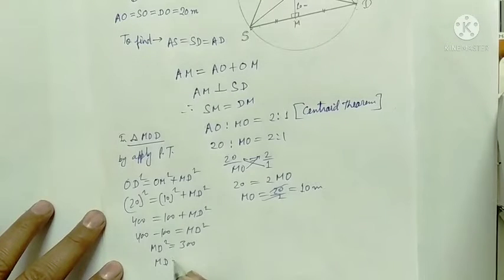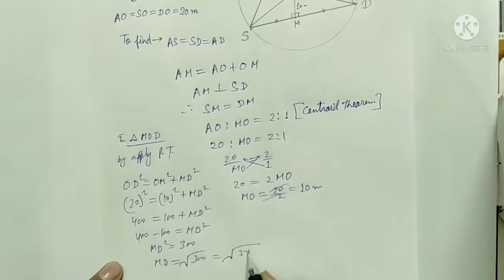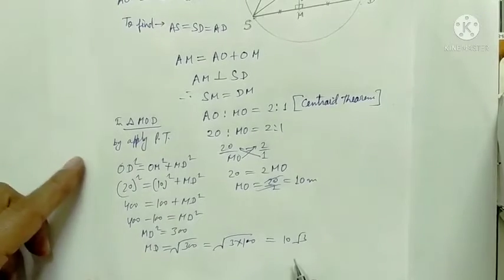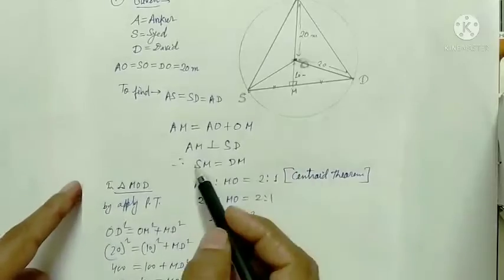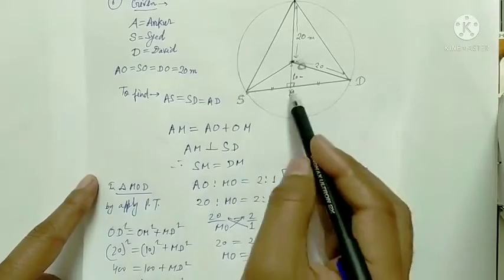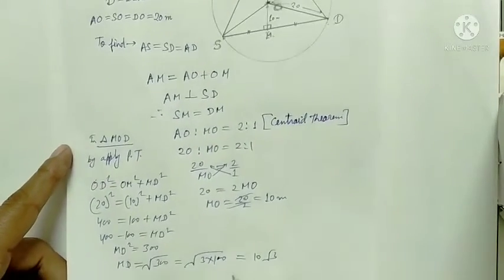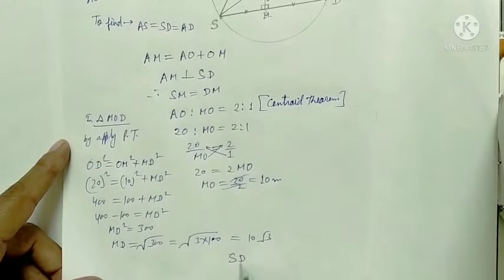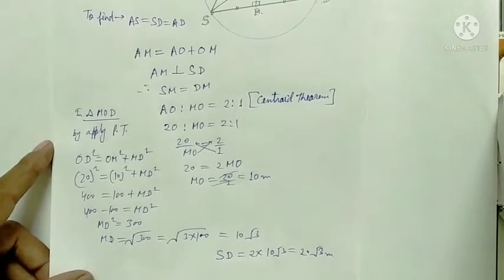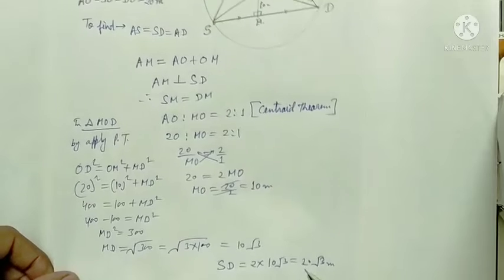Now MD is equal to under root 300, which we can write as 3 into 100. Now the square root of 100 is 10. So take 10 outside, it is 10 root 3. MD is 10 root 3. And I told you in the beginning that SM is equal to MD, meaning M is the midpoint of this. So from MD we want to find out SD. SD will be 2 multiplied by 10 root 3, that is 20 root 3, which is the final answer of this question. Students, please try to understand, and I made the question short.